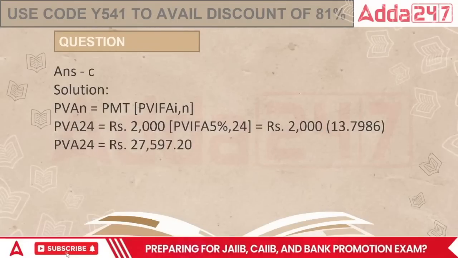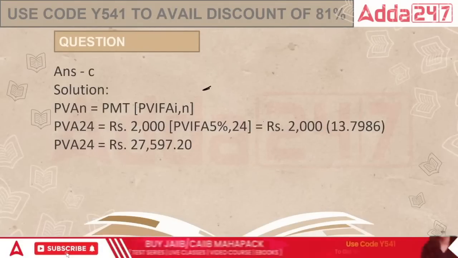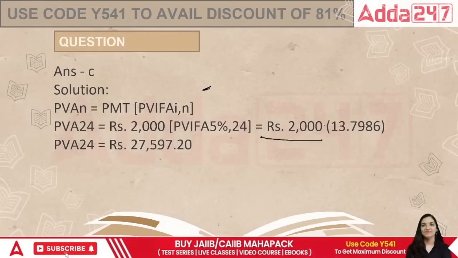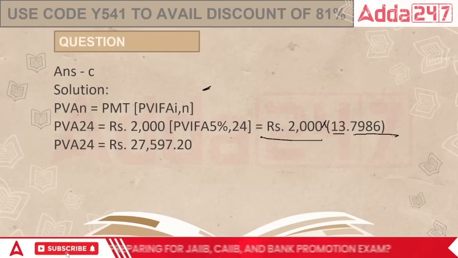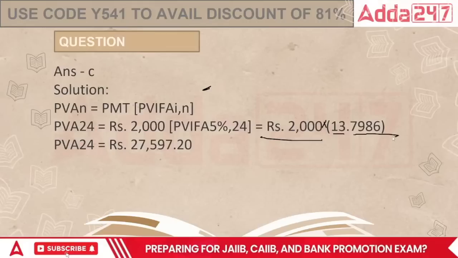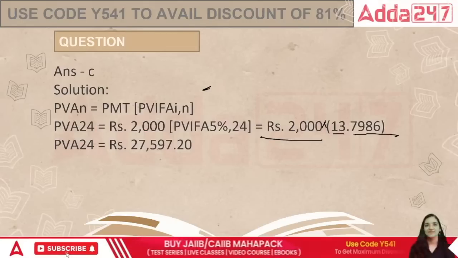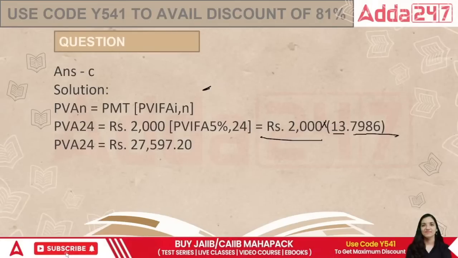So in this case, the correct answer would look like this. You put 2000 rupees and then multiply it by 13.7986. So giving you an answer of 27,597.20.